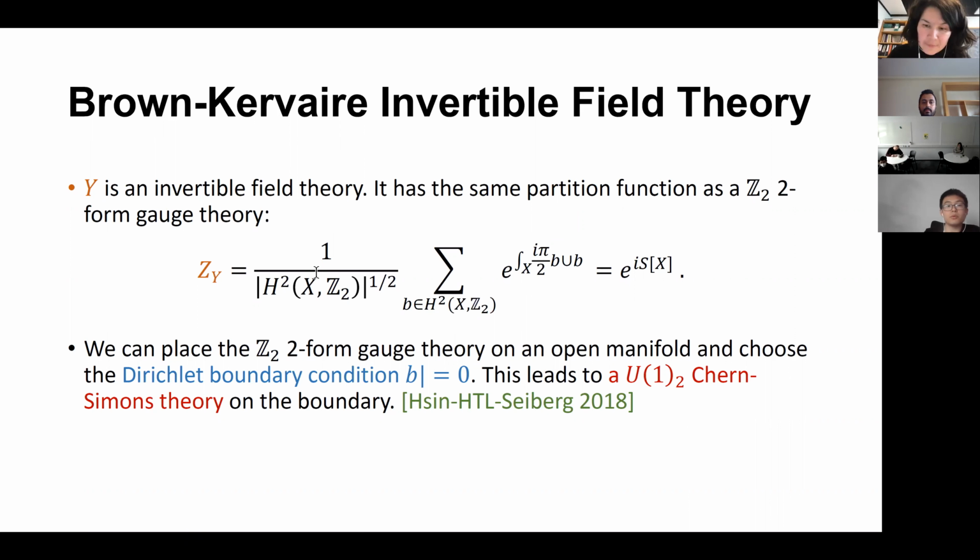So this theory is an invertible field theory. That means that if we put it on a closed manifold, its partition function will just be a phase that depends on the manifold. But more generally, we can put this Z2 two-form gauge theory on an open manifold. And if we do that, we have to specify the boundary conditions. We can just pick the Dirichlet boundary conditions for the two-form gauge field B. And if we do that, we will find that on the boundary of this open manifold, there's a U(1) level 2 Chern-Simons theory. Okay, and this fact that there's a U(1) level 2 Chern-Simons theory on the boundary will be extremely useful when I discuss the fusion rule involving the triality defect.